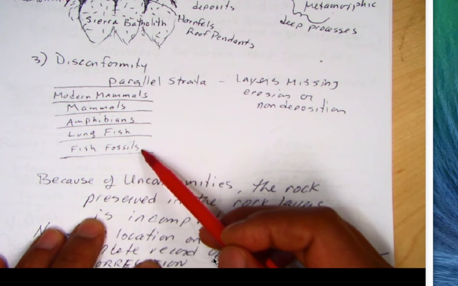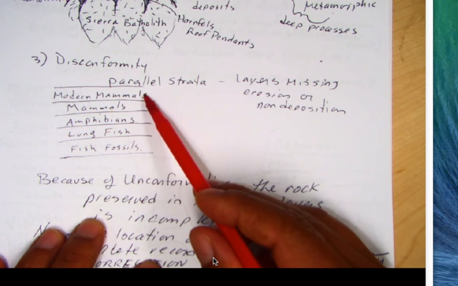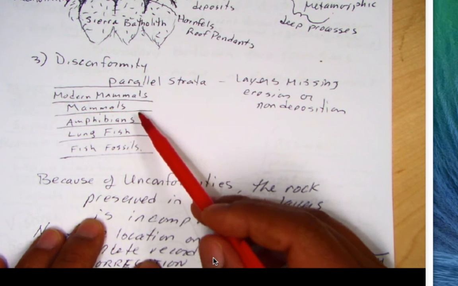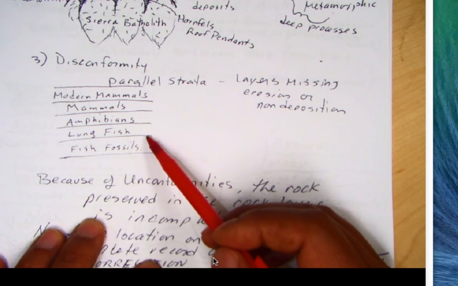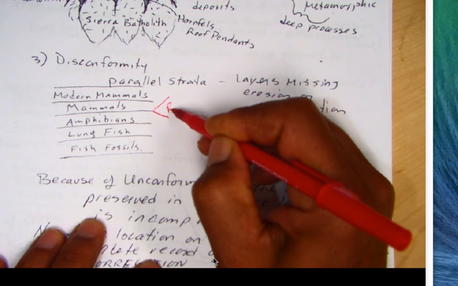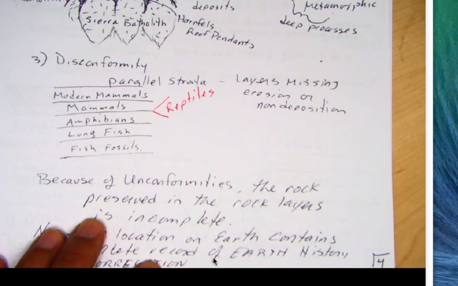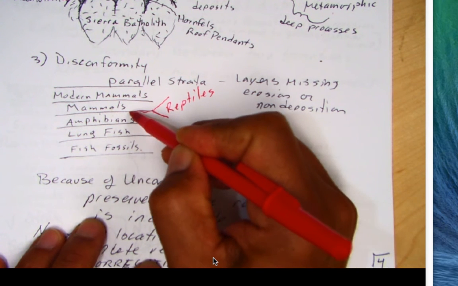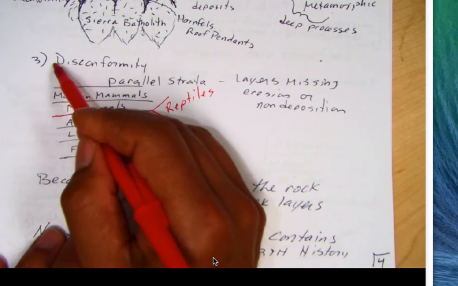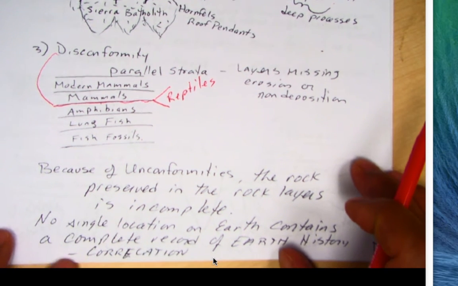So if we think about the fossil record, here we have fish, maybe some lungfish, amphibians, and mammals, and modern mammals. So something is missing in this order, this stratigraphy of rocks, right? We're missing the reptiles, right? And the reptiles should belong right in here, right? So the reptiles are missing in our sequence of organisms. And so that must mean that this region here is a time of either erosion or non-deposition. So this would be the disconformity, a time gap that's missing, right?